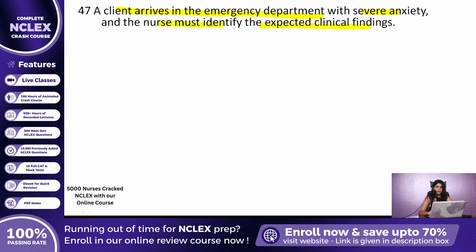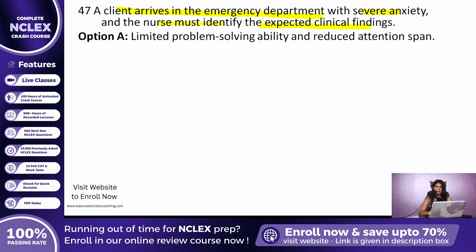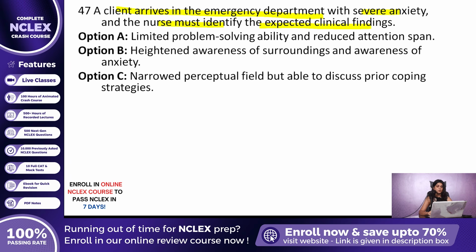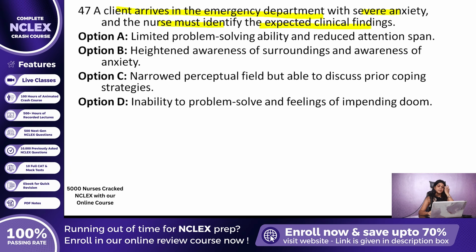The options are: Option A, limited problem-solving ability and reduced attention span. Option B, heightened awareness of surroundings and awareness of anxiety. Option C, narrowed perceptual field but able to discuss prior coping strategies. Option D, inability to problem solve and feelings of impending doom. The correct answer is Option D, inability to problem solve and feelings of impending doom.